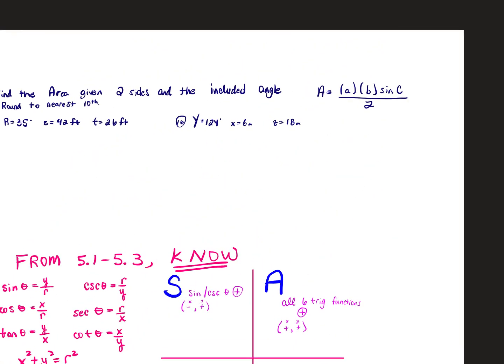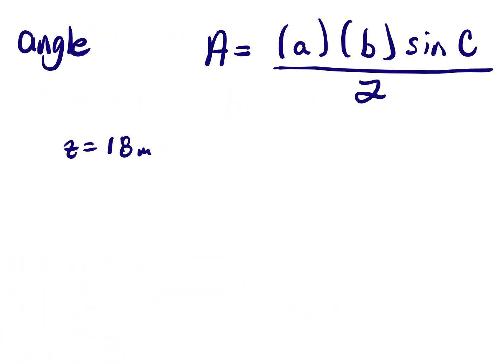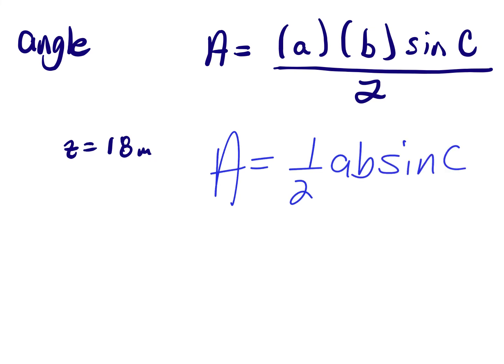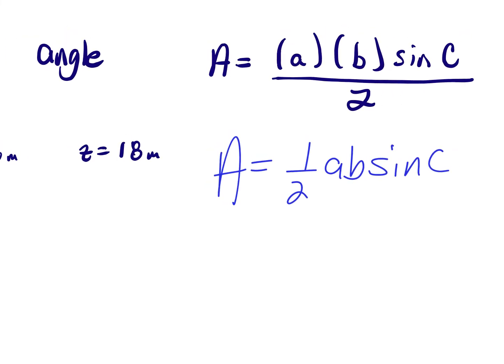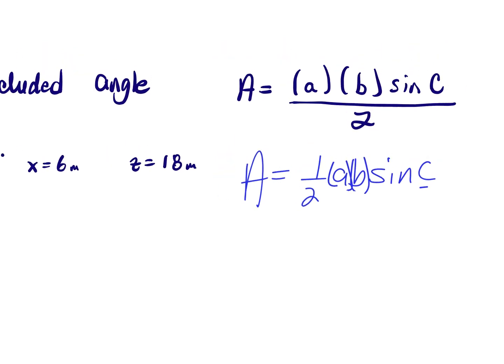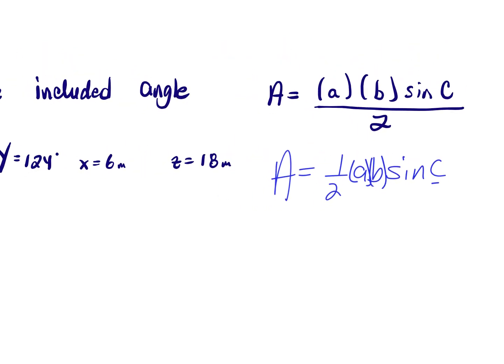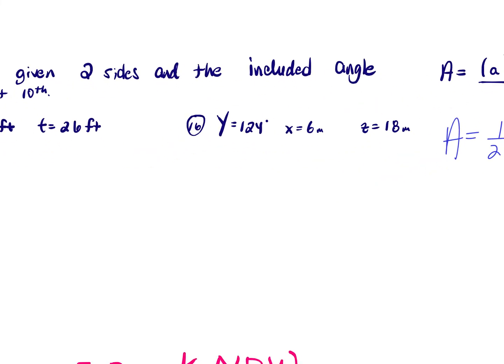All right, this area formula. Guys, this area formula here is also 1/2 A times B times the sine of C. Both of those things mean the same thing. This is two sides, and the angle where? In the middle, included. It'll probably say a triangular building, a triangular park, and so on.